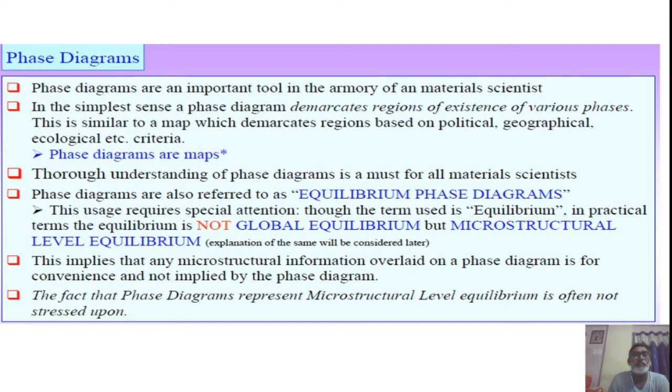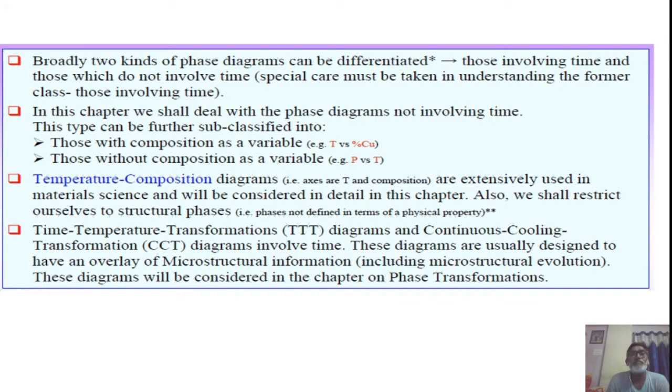This implies that any microstructural information is not implied by the phase diagram. The fact that phase diagrams represent microstructural level equilibrium is often not stressed. Broadly, two kinds of phase diagrams can be differentiated: those involving time and those which do not involve time. In this class, I shall deal with the phase diagrams not involving time.